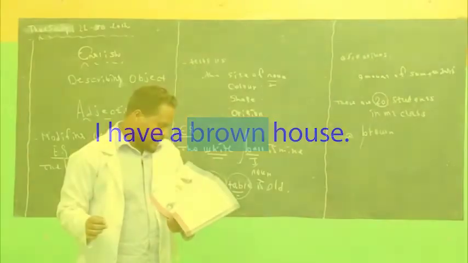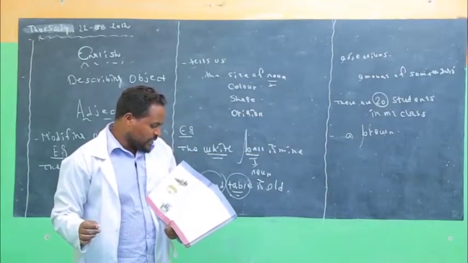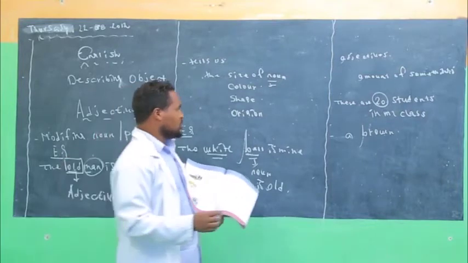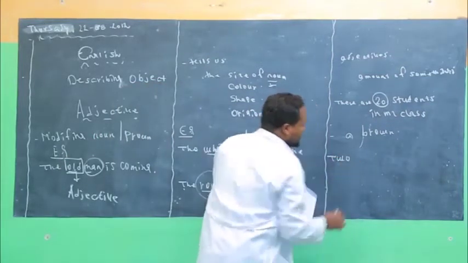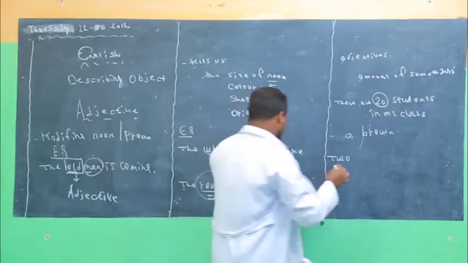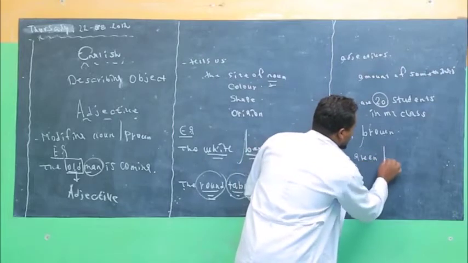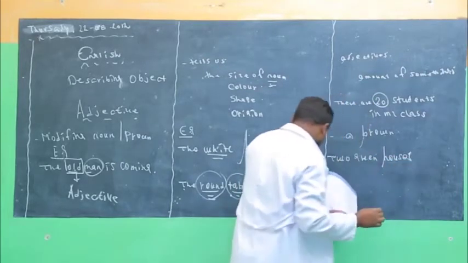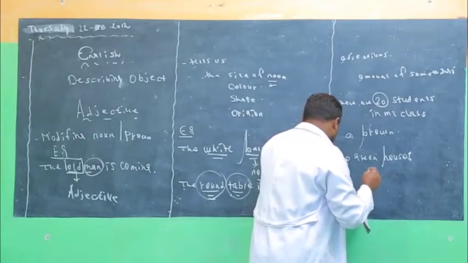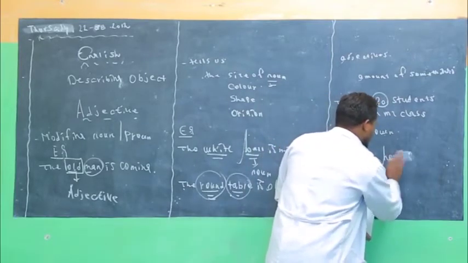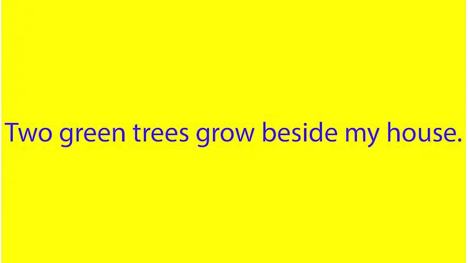The other one is: two green trees grow beside my house. Let me write this sentence on the board. Two green trees grow beside my house.